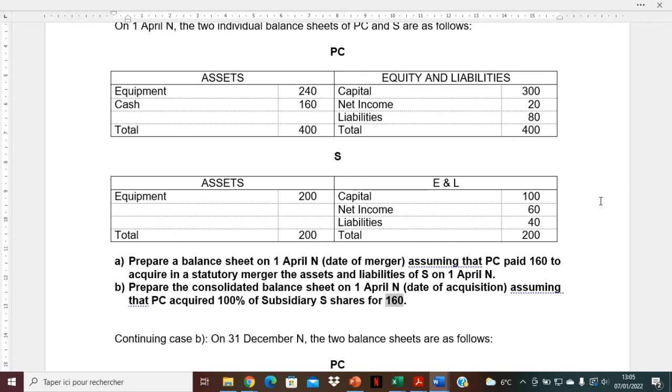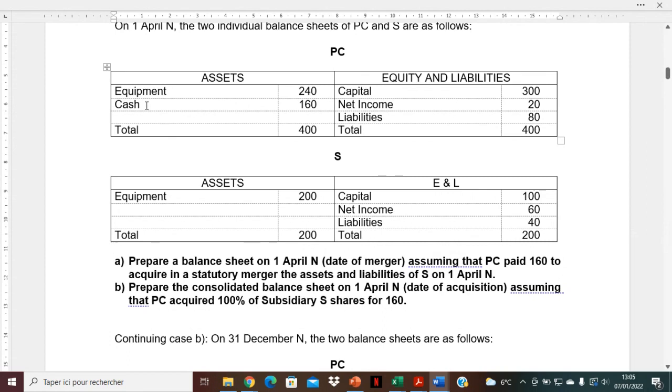Indeed, Kantran, that's very good, because the total equity of S is 160. Equity is capital, but also net income. So it means also here we do the acquisition at book value, okay, because we just pay the price that corresponds to the equity at the date of acquisition. Okay, so then let's do the consolidation.